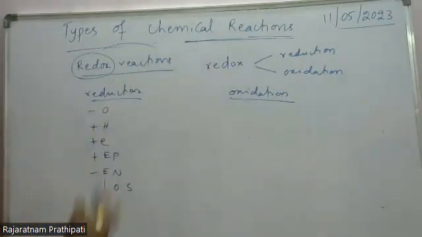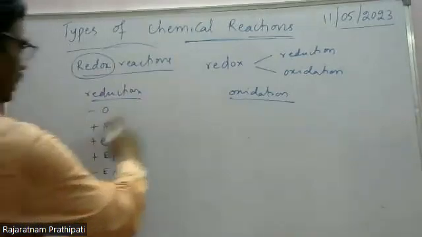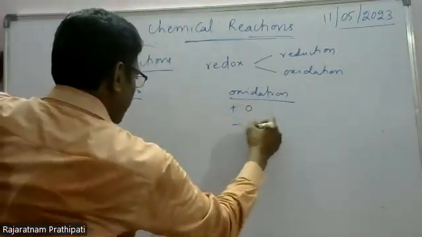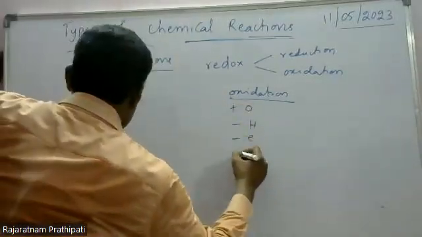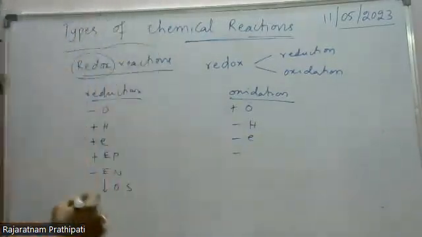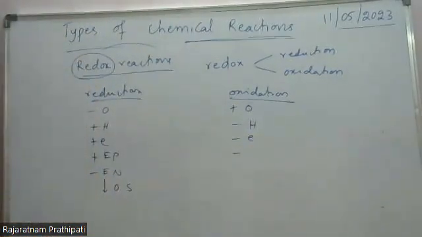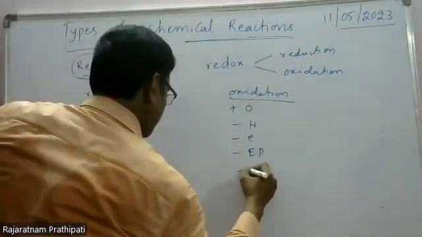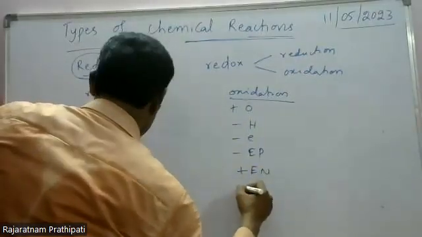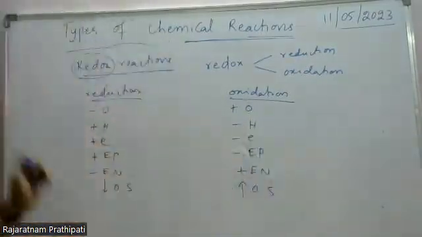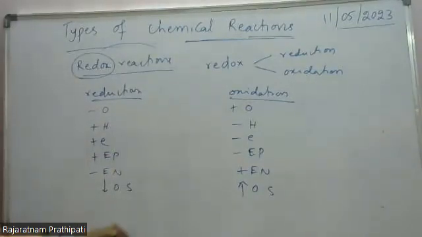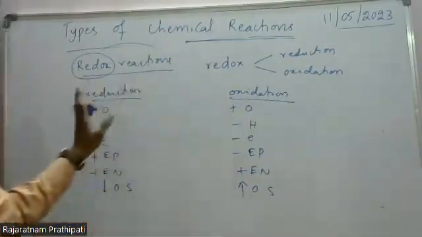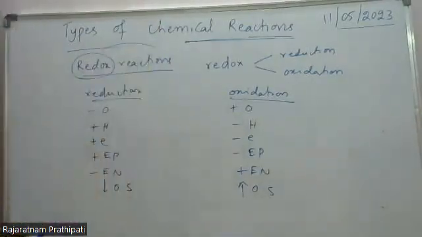Obviously, what is oxidation? The exact reverse process. Oxidation means addition of oxygen, removal of hydrogen, removal of electron, removal of an electropositive element, addition of an electronegative element, and increase in oxidation state. These all come under reduction and oxidation reactions.